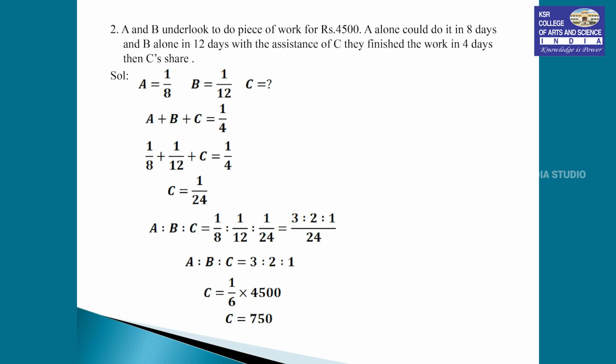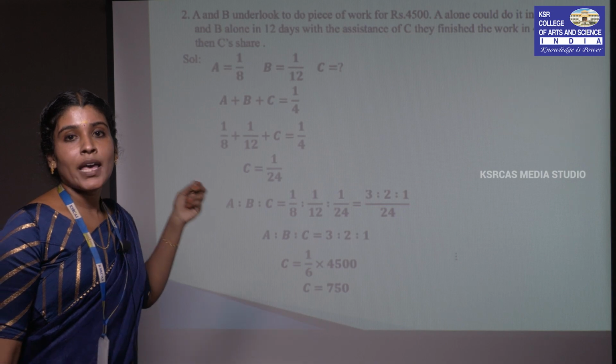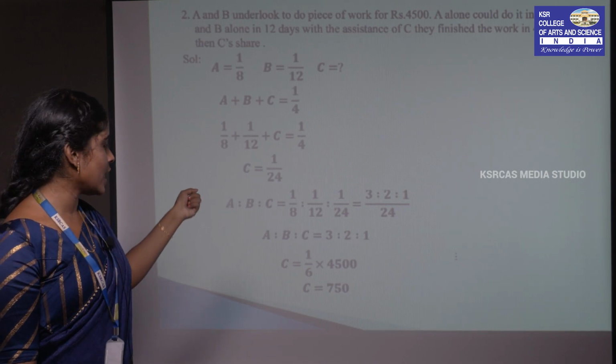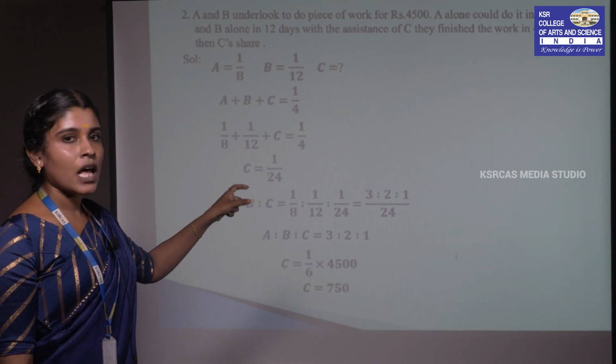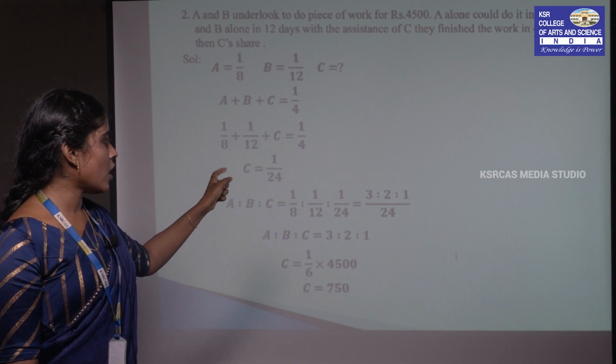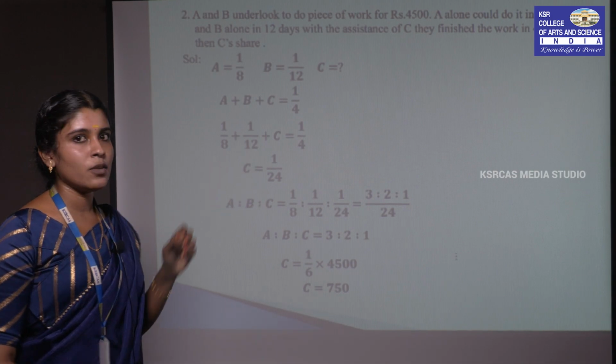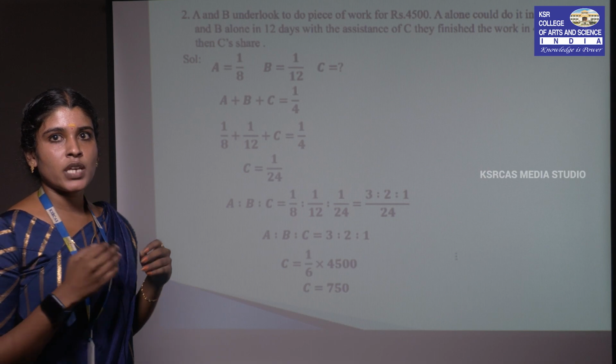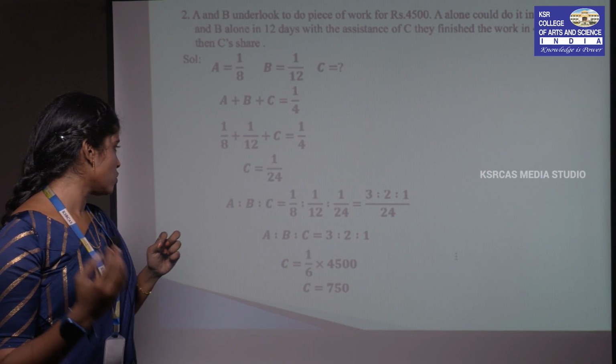A is to B is to C equals what each person does in 1 day's work. So we write it in ratio form. First we take the LCM in the denominator. Here the LCM is 24. Then we simplify the numerators and get 3 is to 2 is to 1. So the denominator value is our ratio, so A is to B is to C equals 3 is to 2 is to 1.